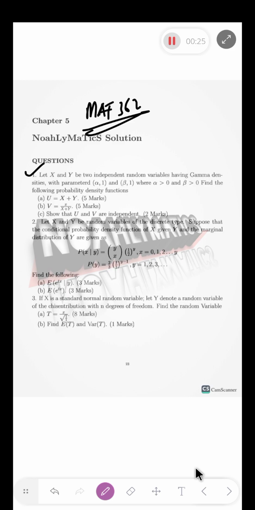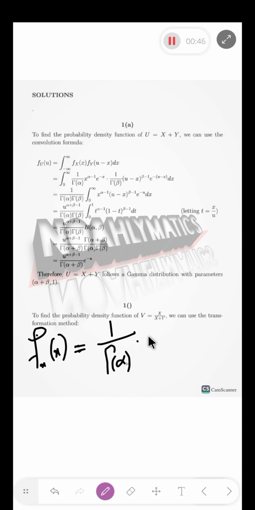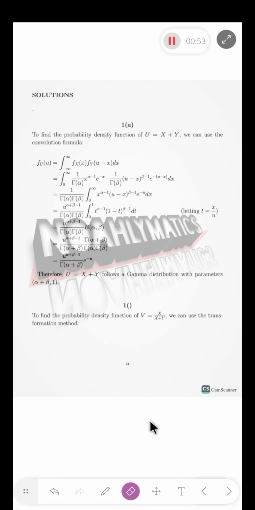And then we all believe that the density function for a gamma distribution is given as thus: f_X(x) is always equal to 1 over gamma of alpha, multiplied by x raised to the power of alpha minus 1, e raised to the power of minus x. So since we already believe that that is the gamma density function, whatever we have to do now is to find the probability density function of U equals X plus Y.